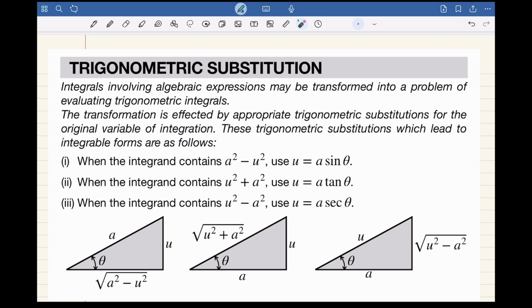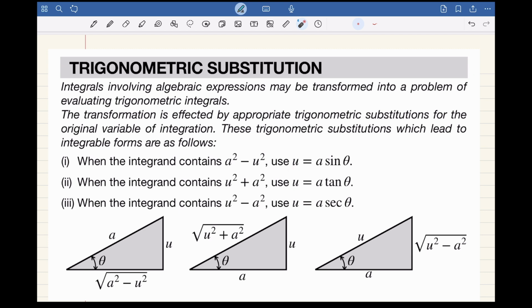So yung first case natin, when yung integrand natin, it has the form a squared minus u squared. Wherein si a is a constant or a perfect square constant and si u squared is a perfect square function of x. So when we recognize this pattern sa integrand natin, we will use the substitution u is equal to a sine theta. Now, when we have determined itong substitution na u is equal to a sine theta, we can draw its corresponding triangle by using the sine function.